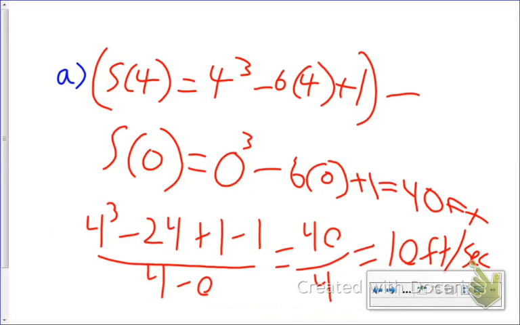Okay, next part. Find the instantaneous velocity when t equals 6. So time 6 seconds. Someone show us how to do that one?